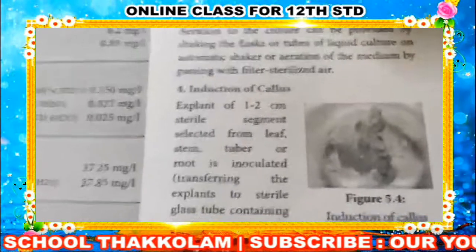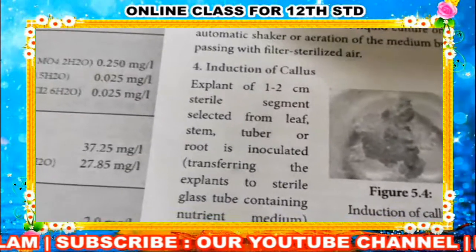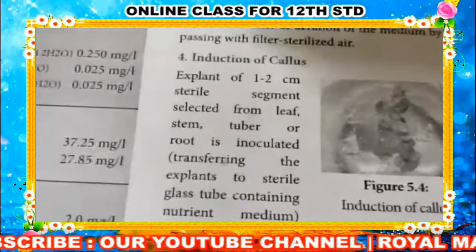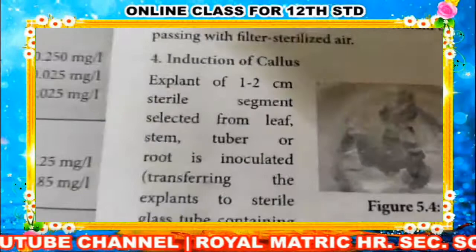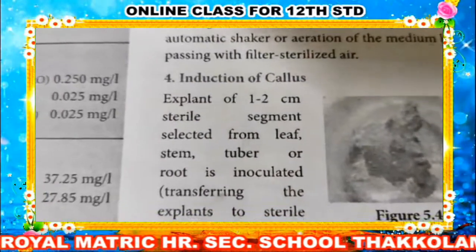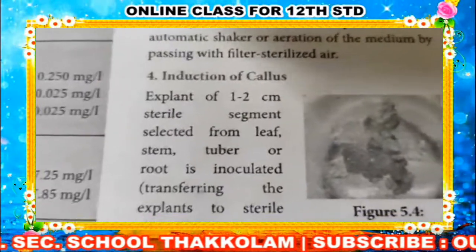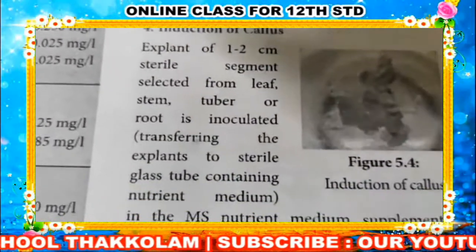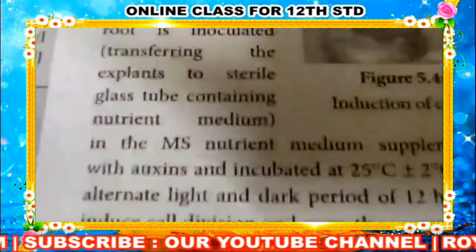Next is incubation of the callus. The part that is taken out, the explant, has to be incubated. The explant is nothing but a piece of tissue. I am repeating many times, it is nothing but a piece of tissue of 1 to 2 centimeters, sterile, which might be from the leaf, stem, tuber or root, and it is inoculated in the MS nutrient medium. Inoculated means it is inserted into that medium.